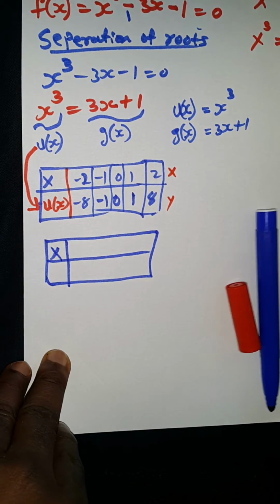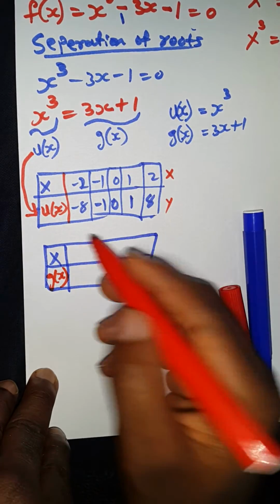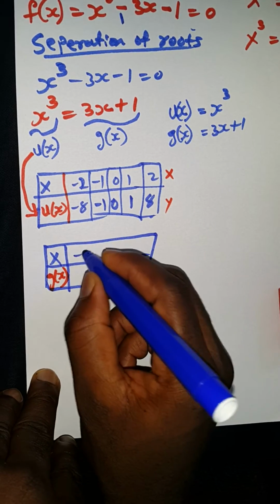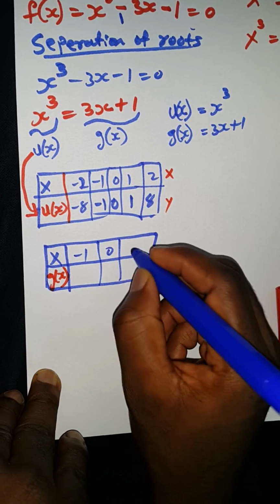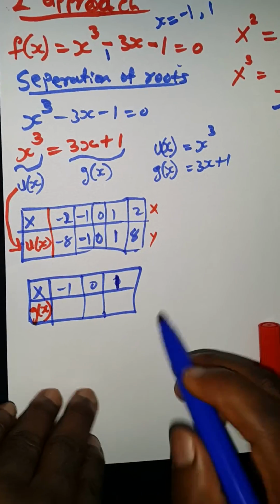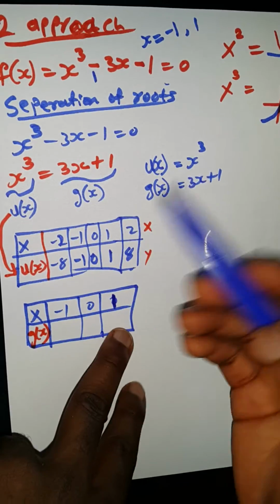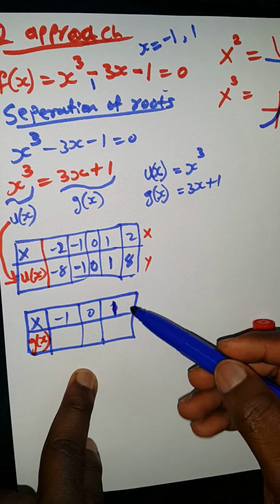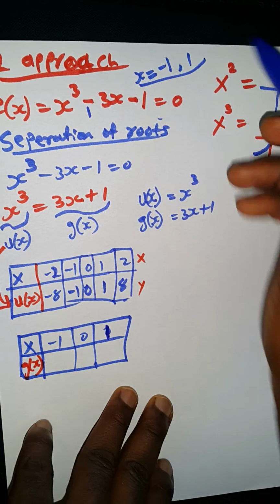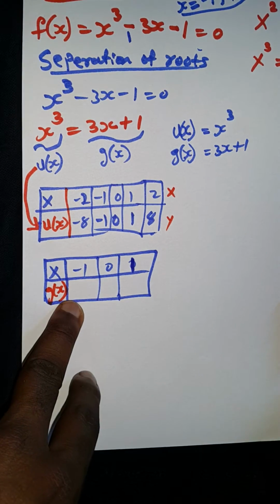This is our x. Now this is g of x. Now let's choose our values of x. Let's choose minus 1, 0, 1. Now, we still have here minus 1 and 1. You can make it minus 2, minus 3, or 2, 3. You can choose. And this is what we found in the first video. Now, let's put in the values of y.